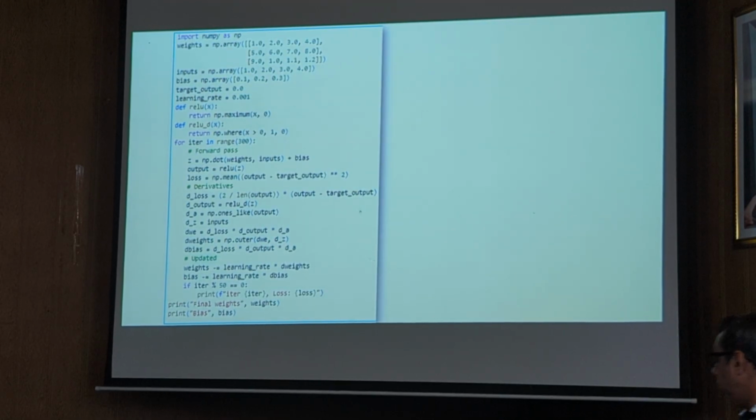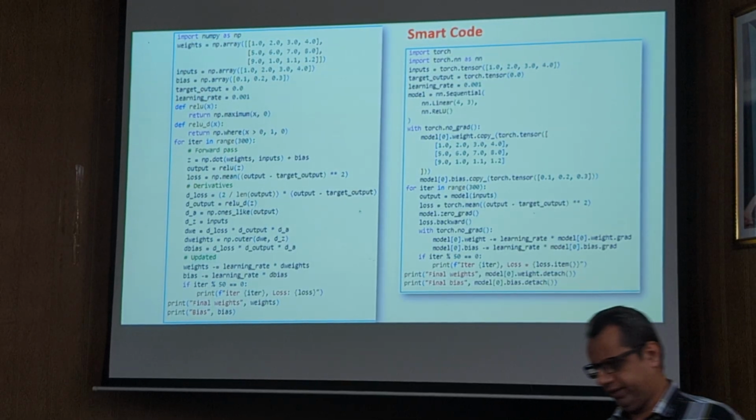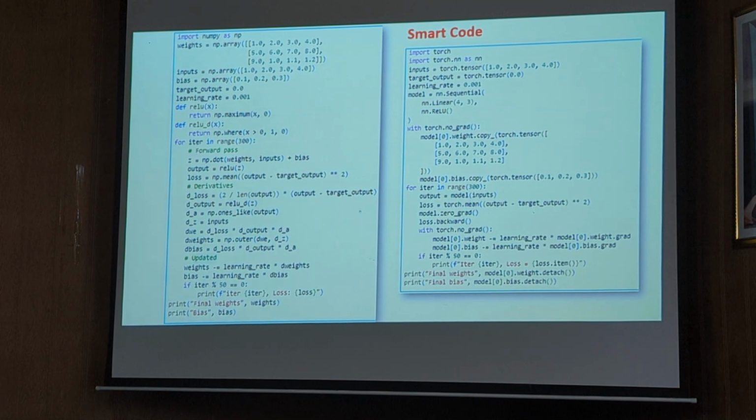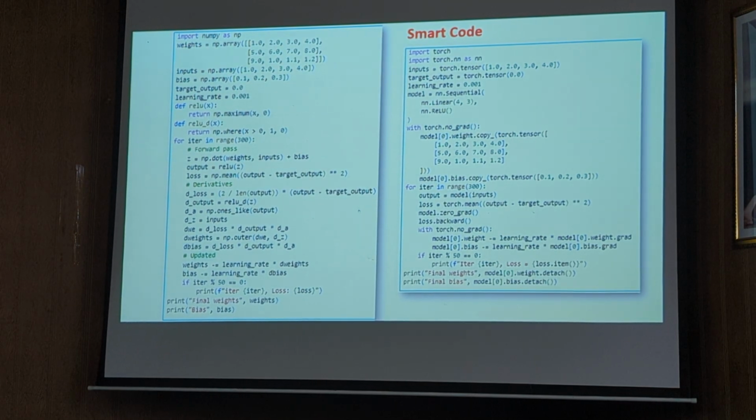Okay, this is our code. So this will become this one, smart code. And most of the difficult part will be removed. How?